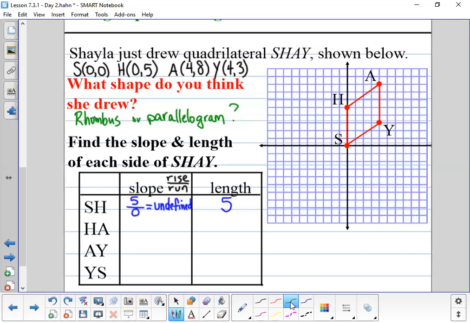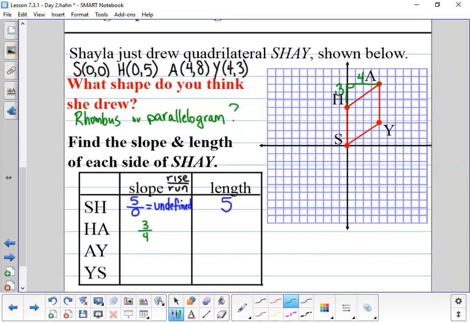Now we're going to find the slope and the length of side HA. Since HA is a slanted line, we will be drawing in a slope triangle. So I draw my slope triangle from H all the way up to A. My rise is 1, 2, 3, and my run is 1, 2, 3, 4. So my slope for HA will be 3 over 4.